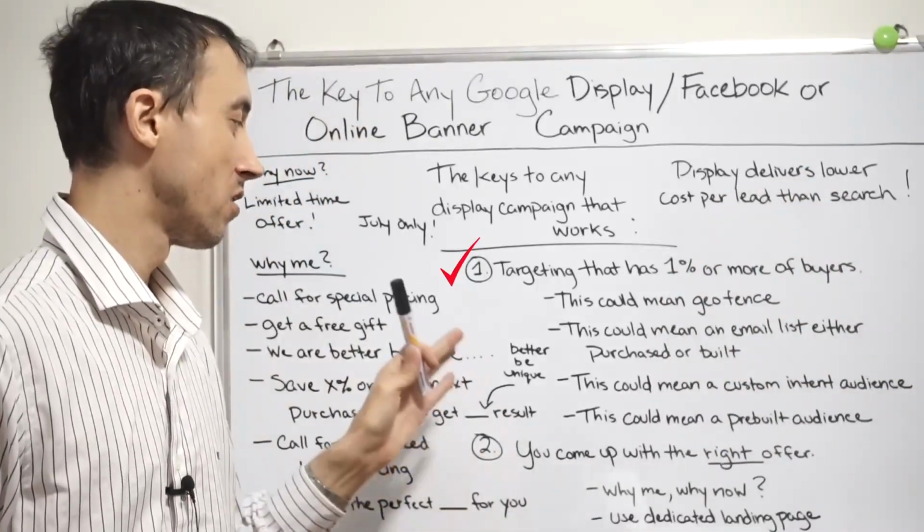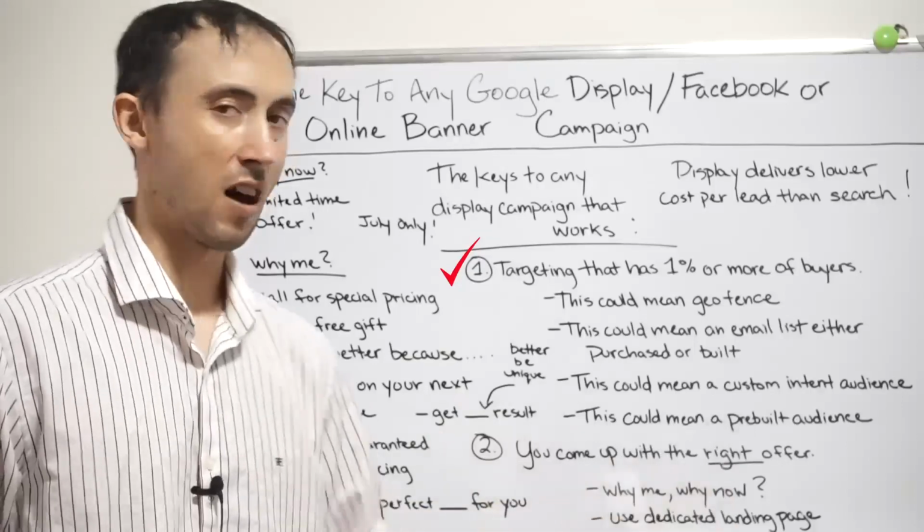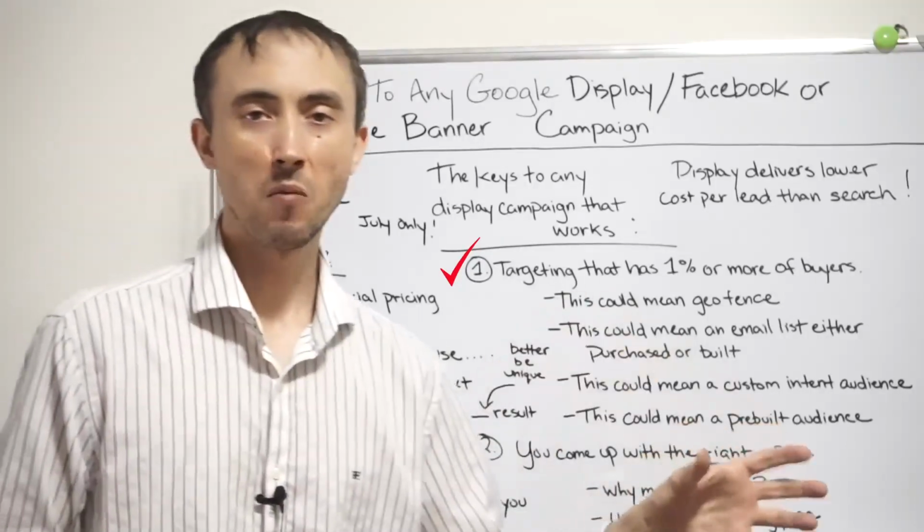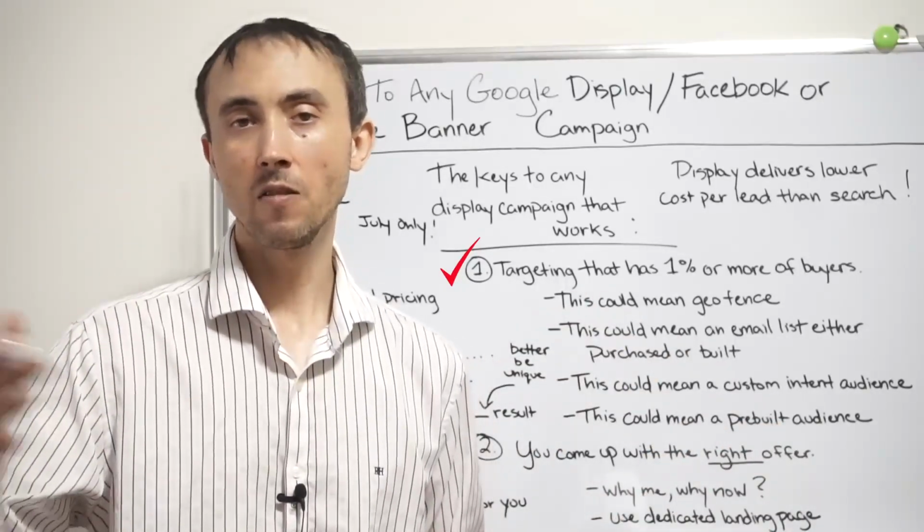The second ingredient is you have to come up with the right offer. So you have the targeting down, but if you don't have the offer right, you're not going to make money.